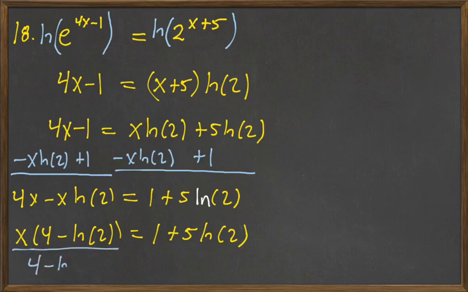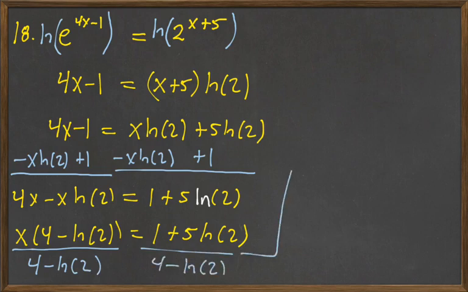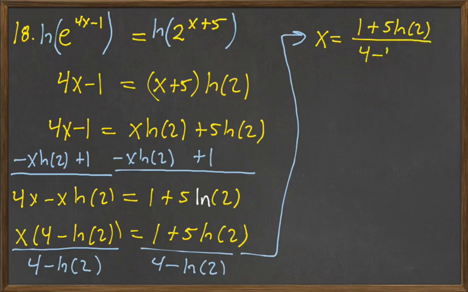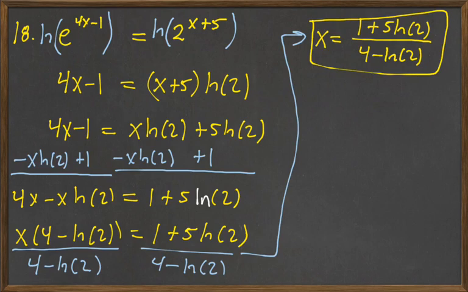So divide by 4 minus the natural log of 2, and so we have x is equal to 1 plus 5 natural log of 2 over 4 minus natural log of 2. And we can leave that there. If they ask us for a decimal, then we can put it into the calculator. The one thing to be careful of is you need parentheses around the top and around the denominator if you put that into your calculator.